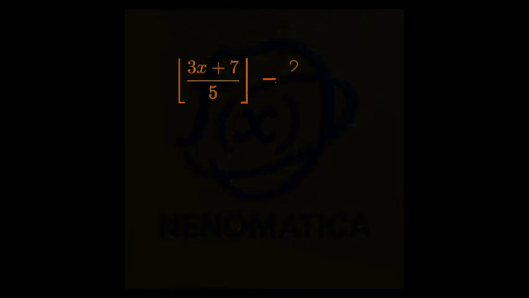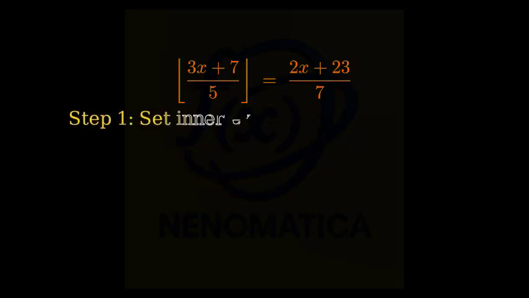In this lesson, we will solve a floor function equation step by step and visualize why only one value of x works. The equation is floor of (3x + 7)/5 equals (2x + 23)/7. Step 1 of the algorithm.